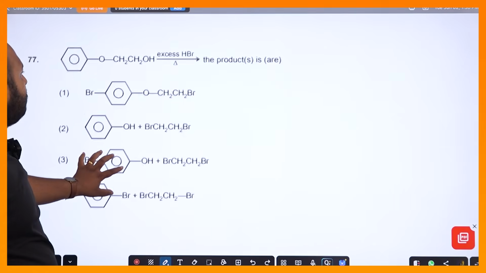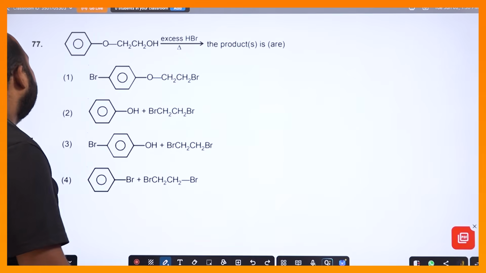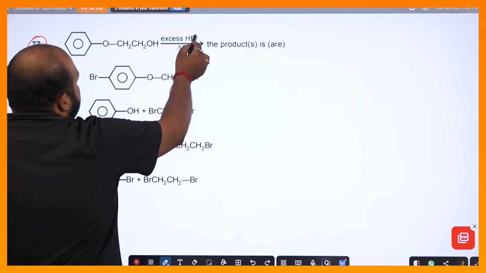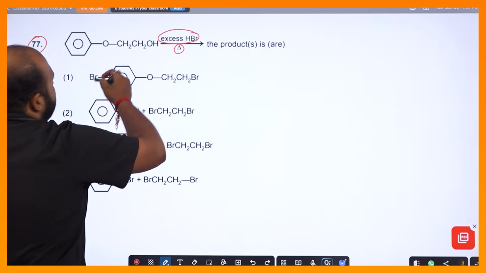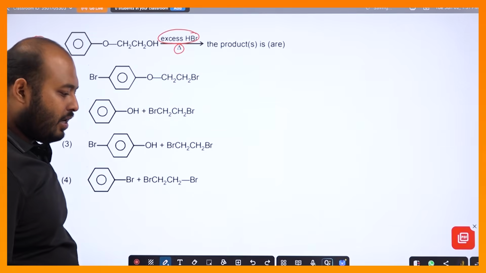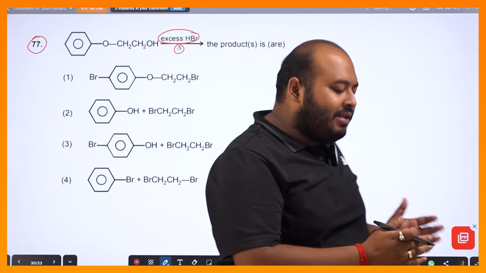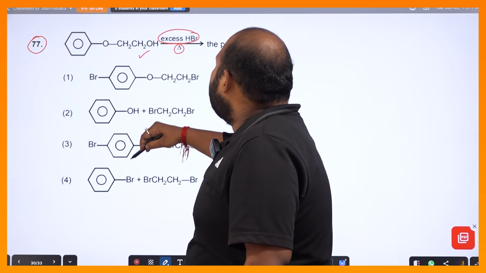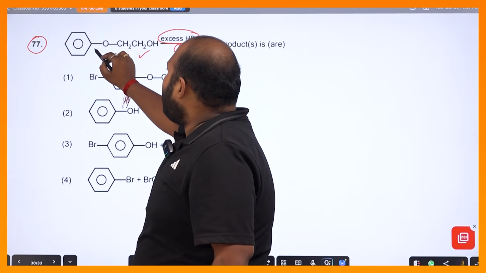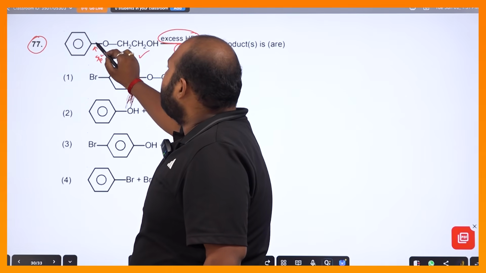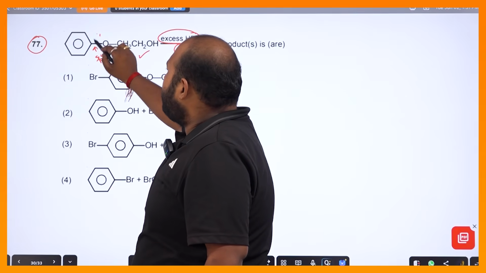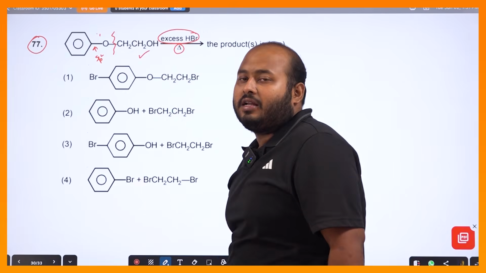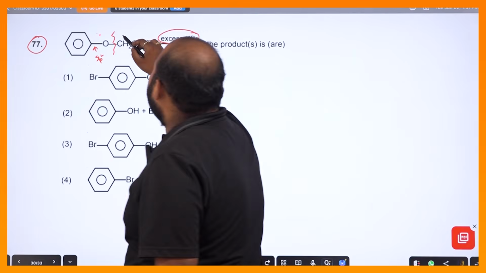Okay. So again, an organic based question, question number 77. It has asked excess of HBr along with heat. So we have to check where the bond cleavages will occur in this compound. As you can see, this carbon is an sp2 hybridized carbon. This cleavage will not take place. Rather, this alkyl will get cleaved, and we will be adding one bromine here.